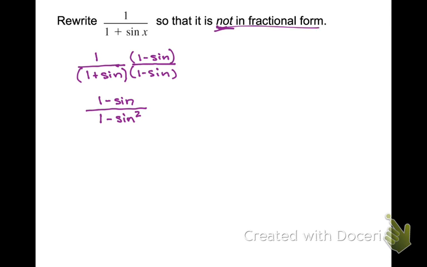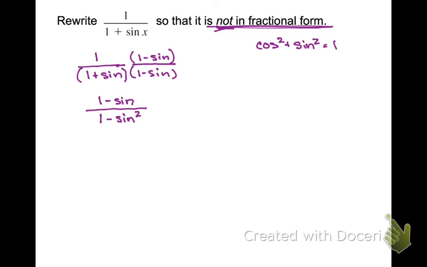Our whole thing is not as a fraction, so I need to get no denominator, right? So what could I make 1 minus sine squared into? What identity has a sine squared and a 1? Could you use 1 minus the difference of squares? No, because we just took it out of that. What identity has sine squared? The Pythagorean. Cosine squared plus sine squared equals what?